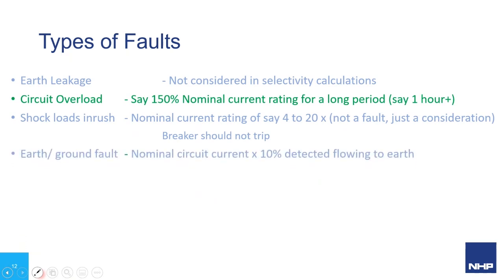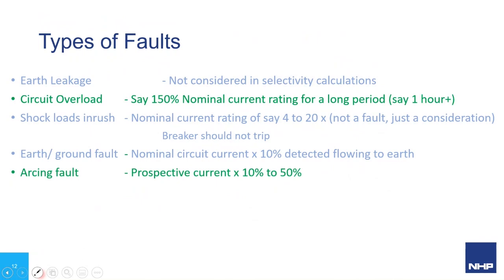We look at earth or ground fault. We look at a nominal circuit current of 10% detected flowing to earth. Now, this is normally detected by other equipment. A standard circuit breaker would not need to trip under these conditions.